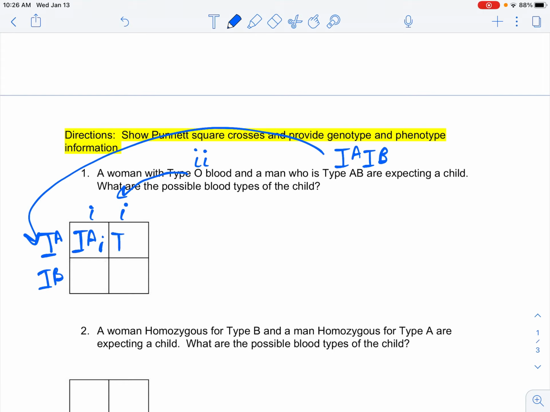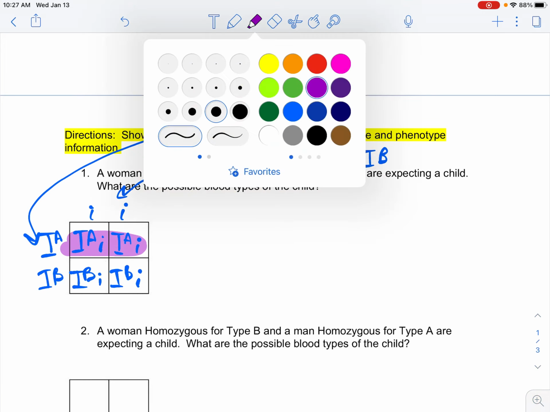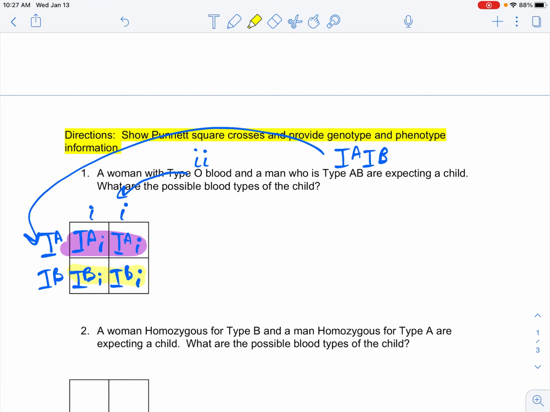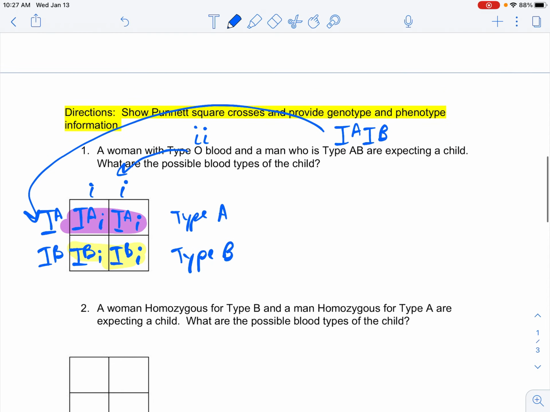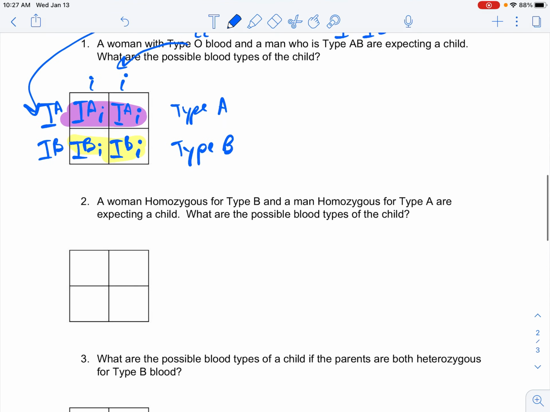Okay, bring the letters or the alleles across and down. Okay, so it looks like there is a 50% chance that the offspring will be type A, and a 50% chance that the offspring will be type B. Again, which is interesting because that's neither of the parents. The parents were type O and type AB, and so their children are going to be either type A or B, which is not the phenotype, right, of the parents.